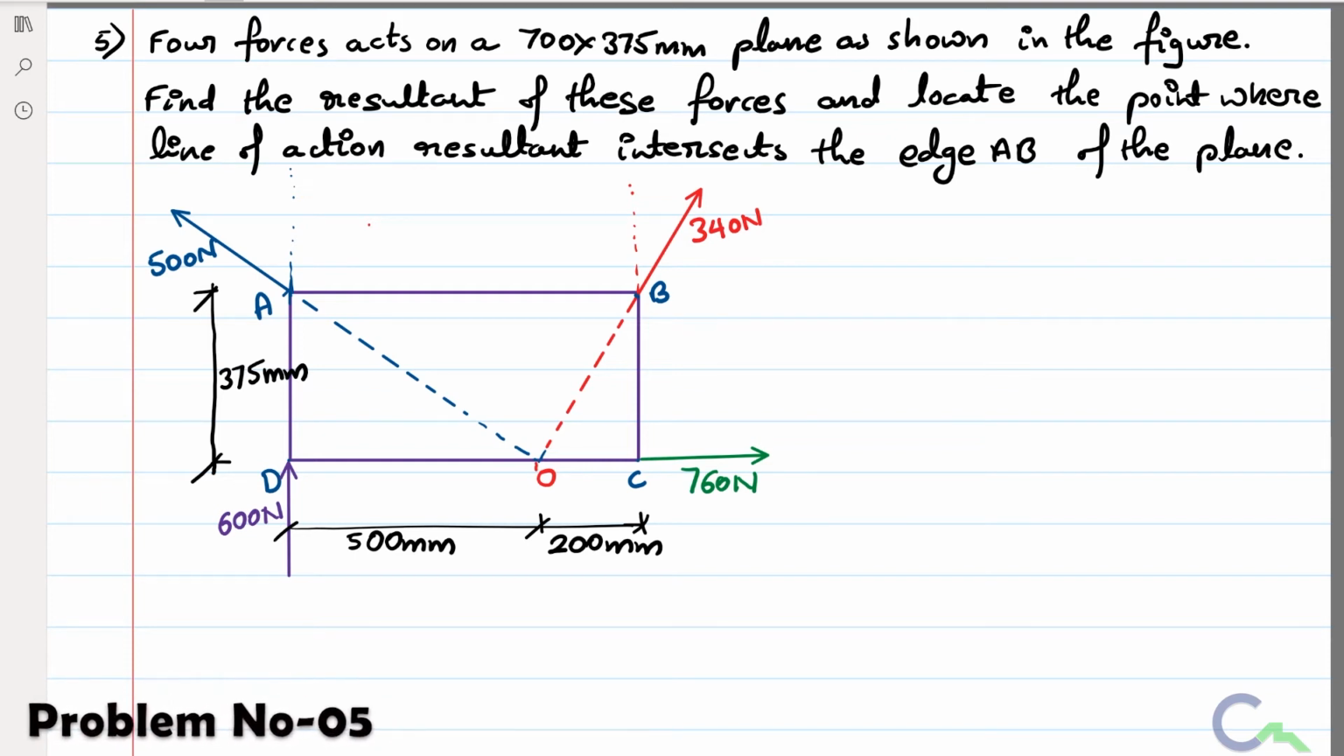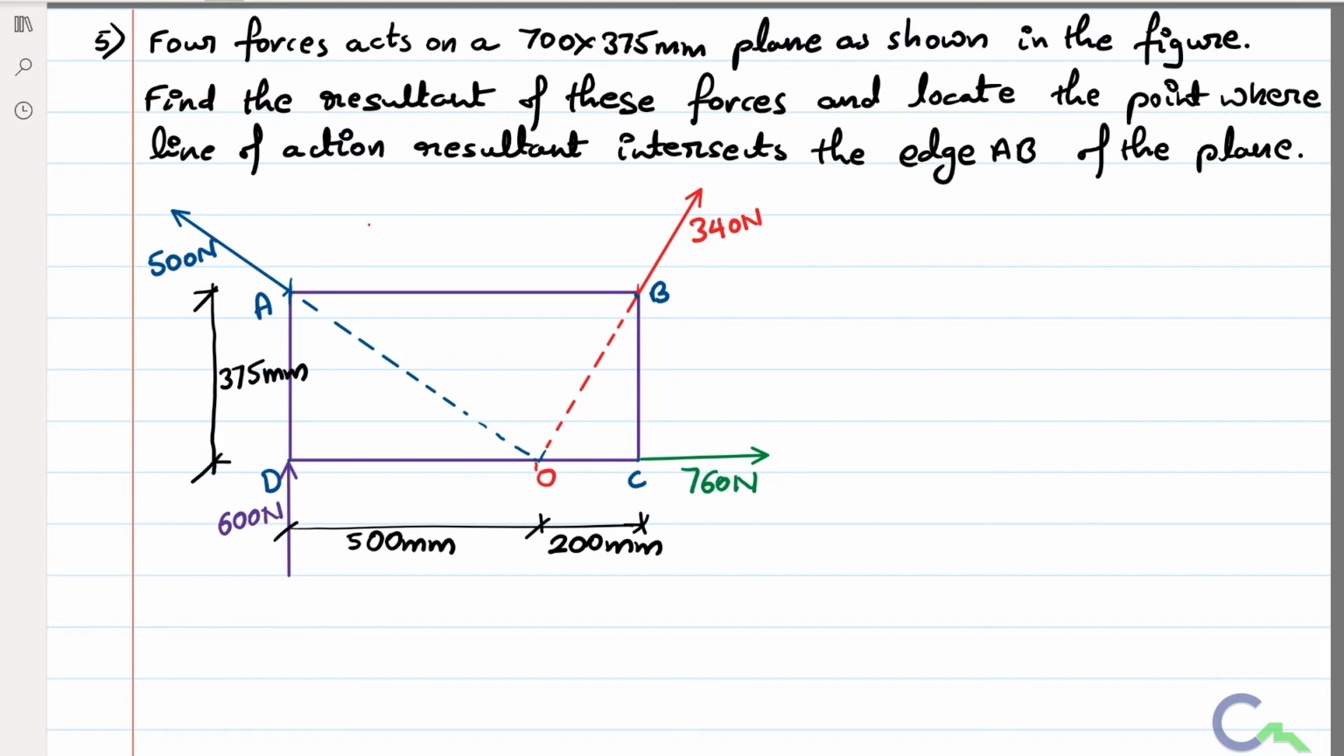Hello everyone, in this video tutorial I am going to explain a few more problems on coplanar non-concurrent force system. The fifth question is like this: four forces act on a 700 by 375 mm plane as shown in the figure. Find the resultant of these forces and locate the point where the line of action of the resultant intersects the edge AB of the plane. So they have given four forces.